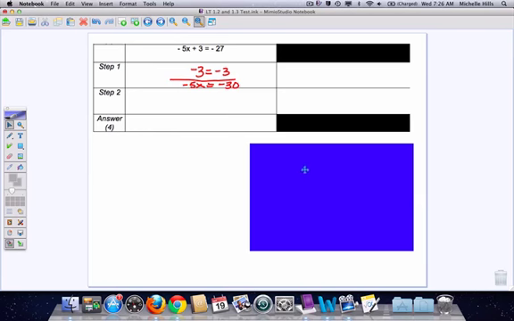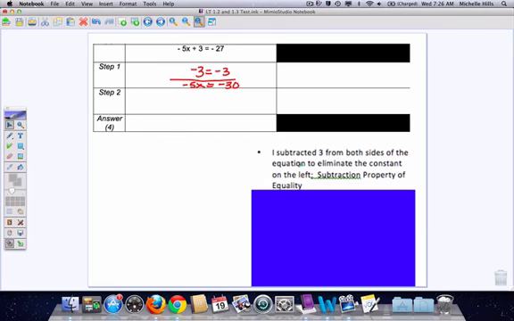Now, the justification: what I did, I subtracted 3 from both sides of the equation. Why? To eliminate the constant on the left. And the property that allowed me to do that was the subtraction property of equality.